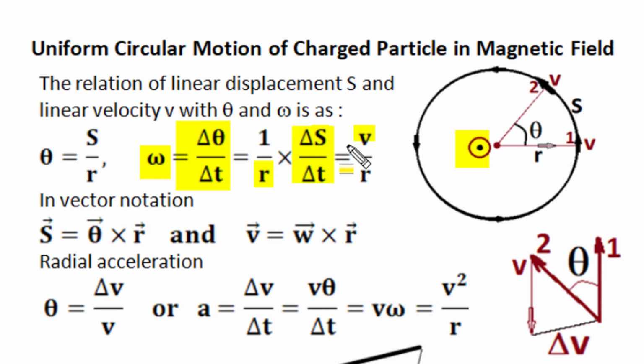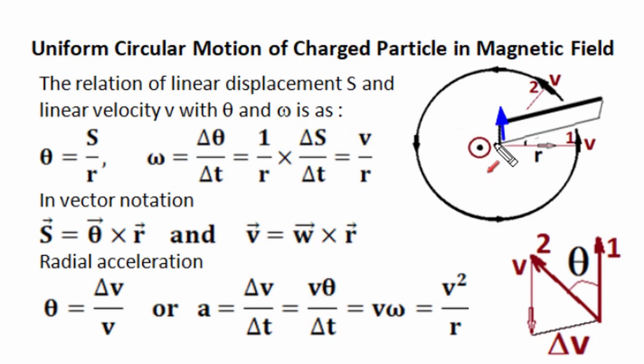So angular velocity is given as linear velocity divided by radius, and in vector notation we can say linear velocity is the vector product of the angular velocity vector and the radius vector. This plane contains the angular velocity vector and radius vector, and the cross product is perpendicular to this plane, given by the right hand thumb when the fingers are curled from angular velocity to radius; in this black arrow direction is the linear velocity. So linear velocity is the cross product of angular velocity and radius vector.